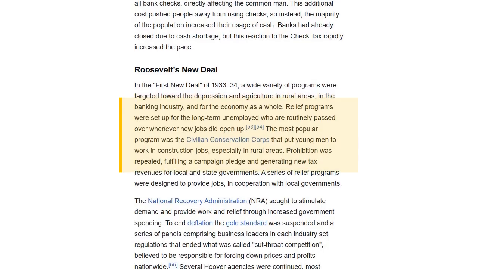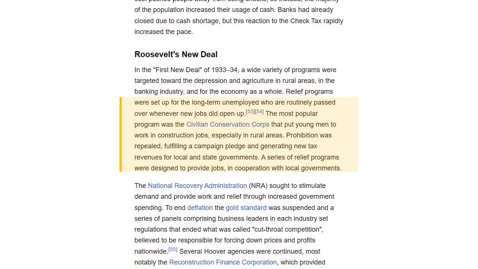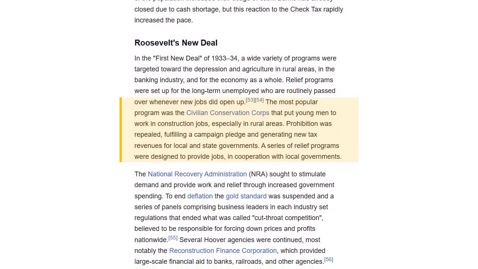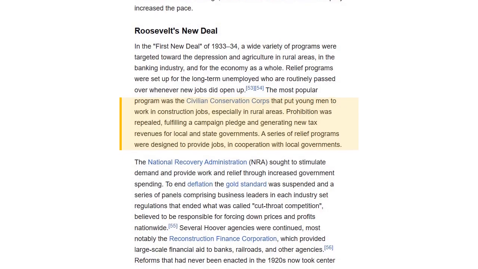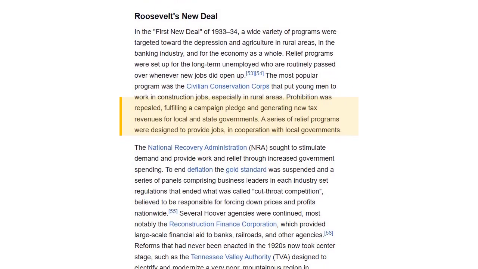The most popular program was the Civilian Conservation Corps that put young men to work in construction jobs, especially in rural areas. Prohibition was repealed, fulfilling a campaign pledge and generating new tax revenues for local and state governments. A series of relief programs were designed to provide jobs in cooperation with local governments.